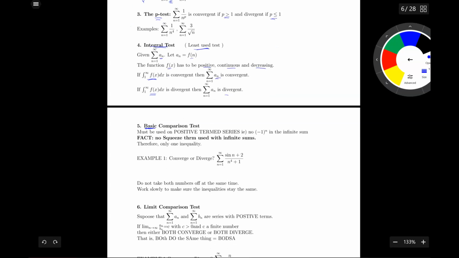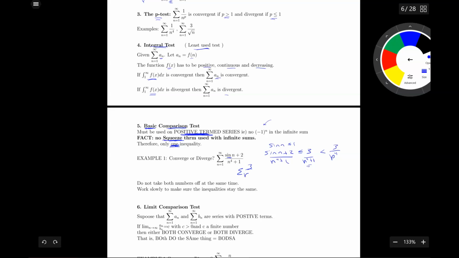Basic comparison test, used a lot. Remember, it has to be a positive termed series, no negative ones. That makes it alternating. And remember, there's no squeeze theorem. There's only one inequality. So this one here would be positive because the biggest sine gets is 1 and the smallest is -1. And remember, you want to take one thing at a time. So I'm going to actually build this by taking sine less than 1, add 2 to both sides, divide both sides by the denominator, and then because I want to use the p-test and I cannot use the p-test on that, I would build it one more step.